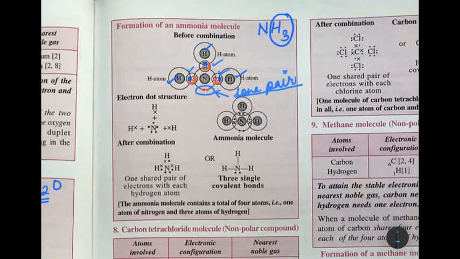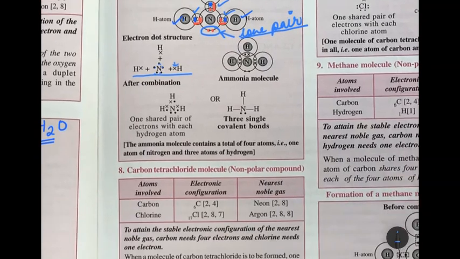So this is your electron dot here. Hydrogen you'll show with X, nitrogen with dots, and after combination you will see 3 covalent bonds, and please do not forget to show the lone pair of electrons.